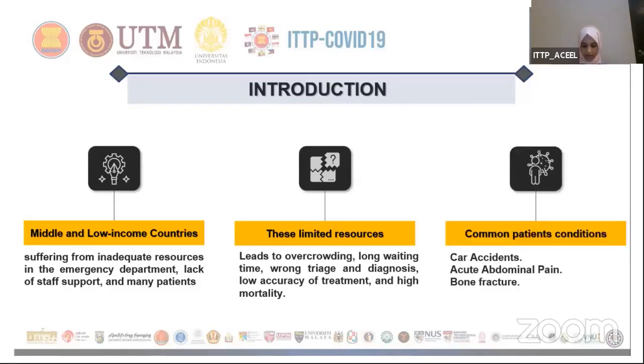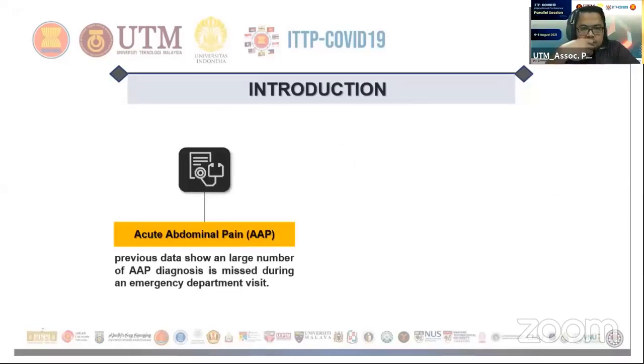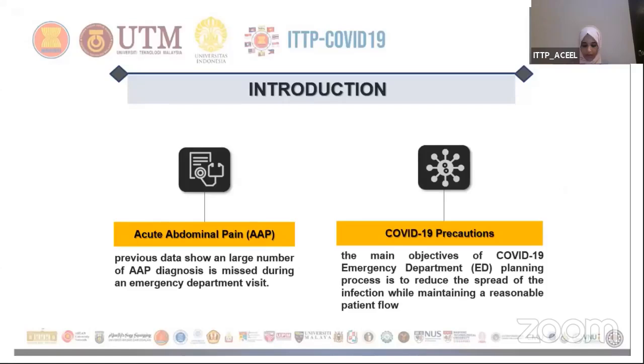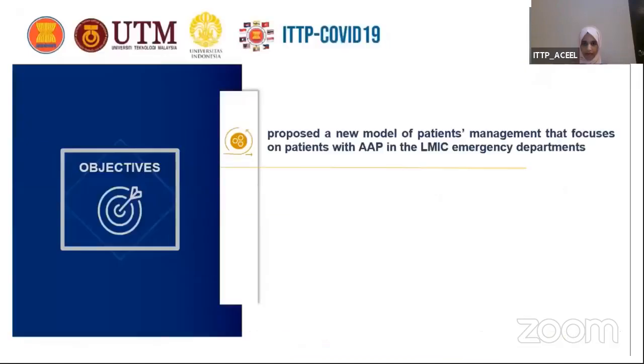The common patient conditions coming to emergency departments are car accidents, acute abdominal pain, and bone fracture. For acute abdominal pain, previous data shows that a large number of AAP diagnoses are missed because of limited resources. We also have another problem, the current COVID-19 pandemic. Emergency departments around the world are planning to reduce the spread of infection while maintaining a reasonable patient flow. For these reasons, we proposed a new model of patient management that focuses on patients with acute abdominal pain in low and middle income countries.